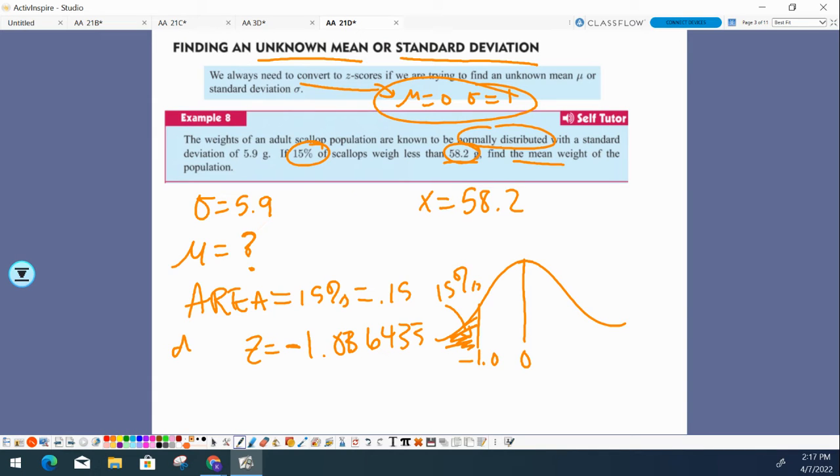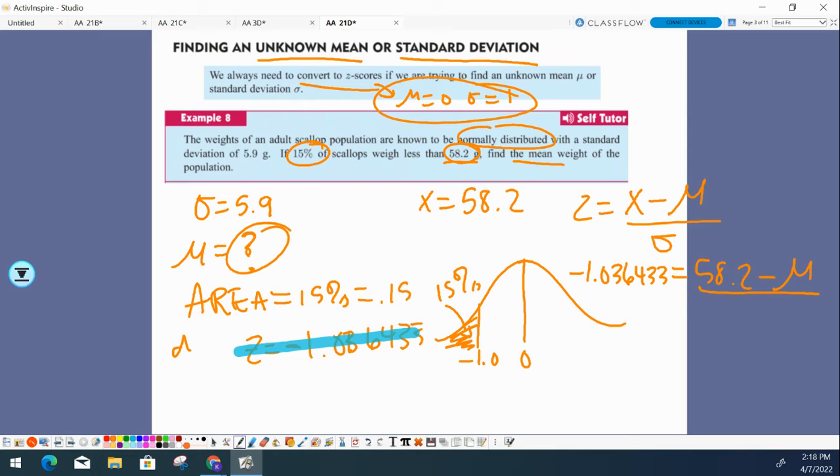All right, so now we're going to go back to the z formula. The z-score equals x minus the actual mean over the actual standard deviation. Well, this is our z-score. So we can replace our z-score with negative 1.03. Just keep this number in your calculator because we're just going to use it. We know the x value is 58.2 minus mu. We don't know mu. That's our question mark. And the standard deviation is 5.9.